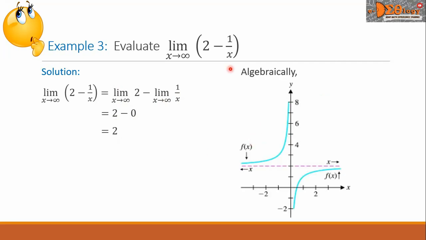Considering the graph of this function, we can see here that when x approaches positive infinity, the graph is approaching a y value that is 2. While when x is approaching negative infinity, the graph is approaching a y value that is 2. So this is our final answer.